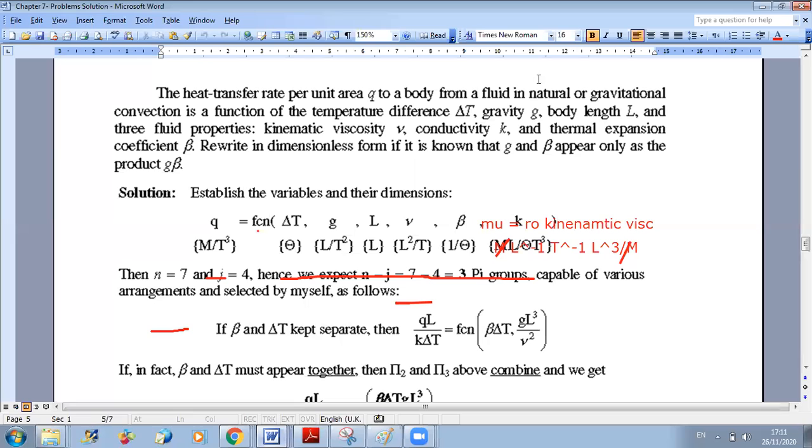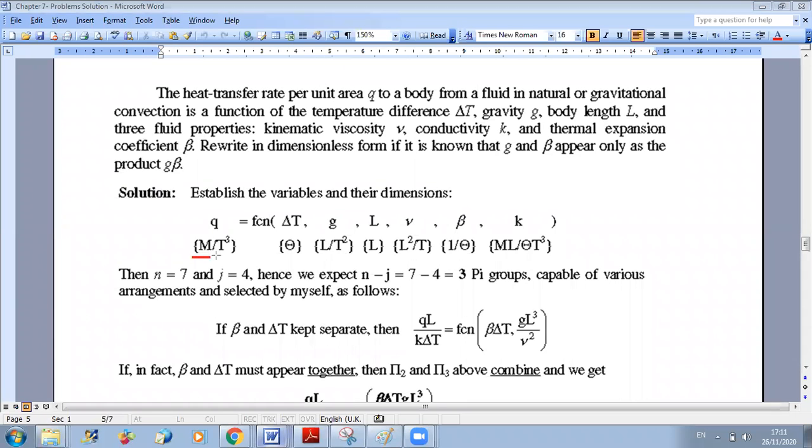Now, once we determine the dimensions of all our variables, let us count what dimensions are involved. So we have M, T, theta for temperature, and L. In total, it's 1, 2, 3, 4. So J can be smaller than or equal to 4. Okay. So to make sure if we can take J equal to 4, what should we do?